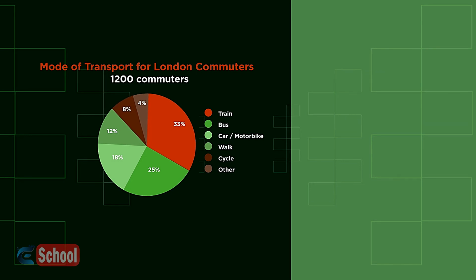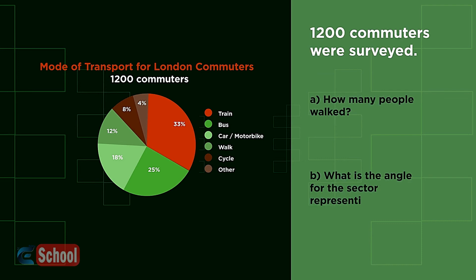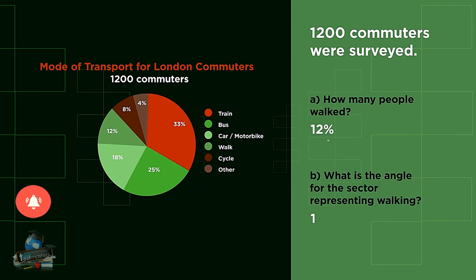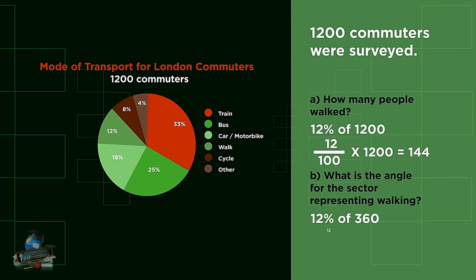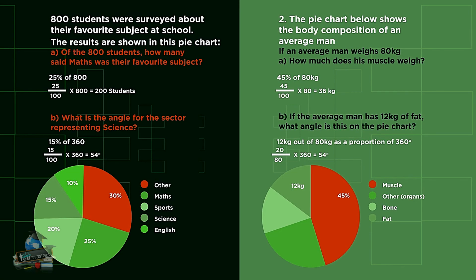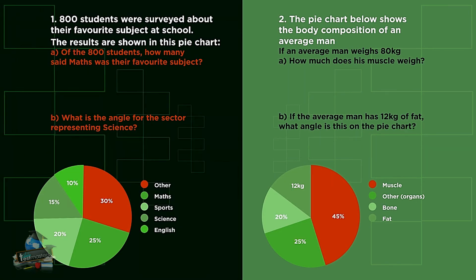Can you find how many people walked and what angle this is? Pause the video and work it out. Did you get 144 people and 43.2 degrees? Here are some more questions for you to do. Pause the video, work them out and click play when you're ready. How did you get on with these questions?